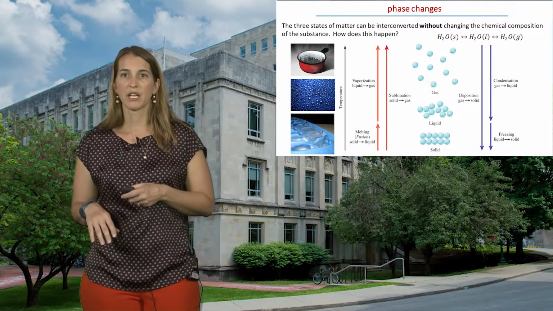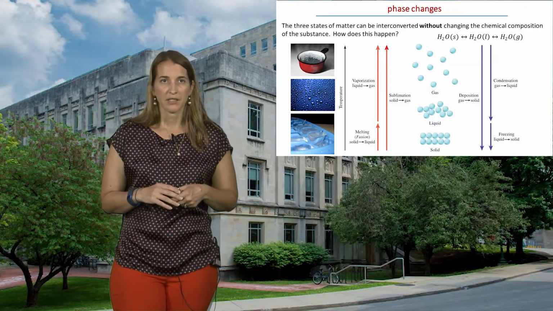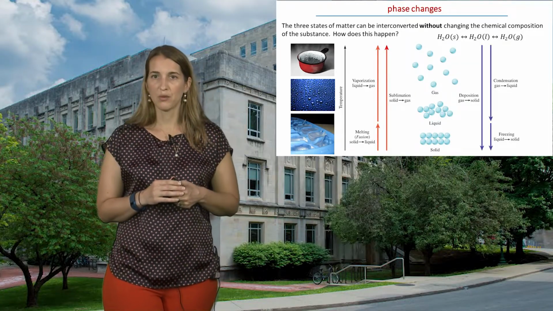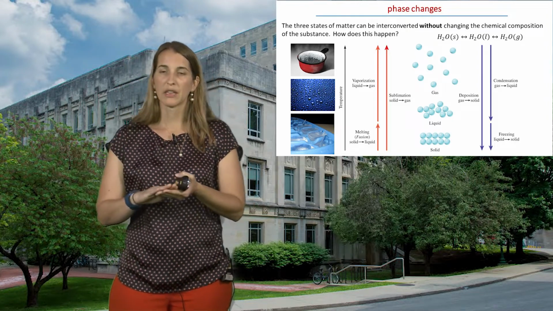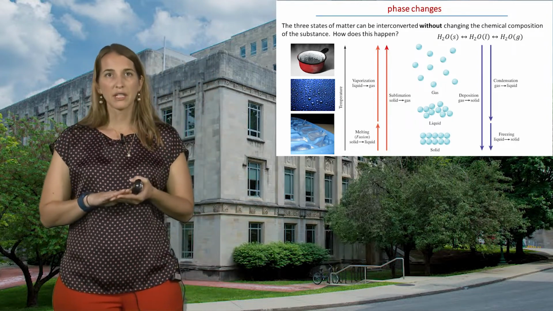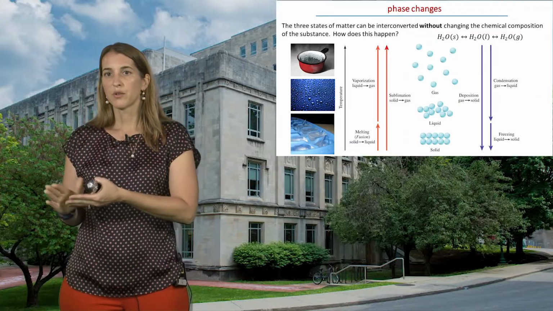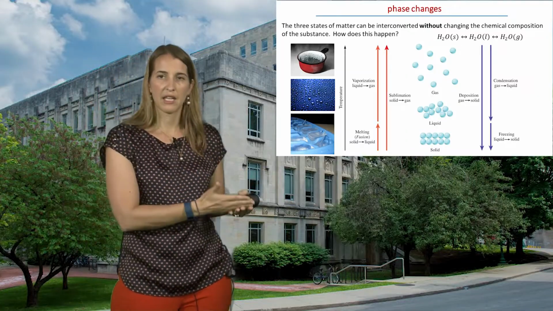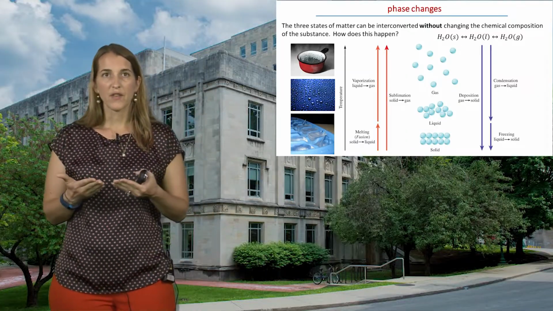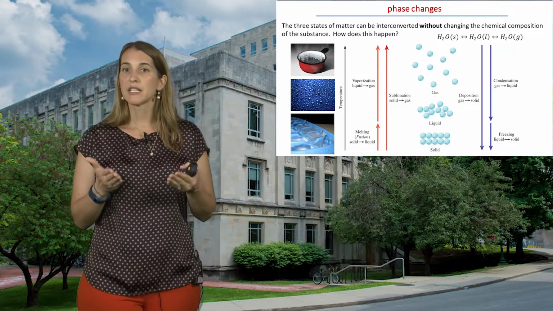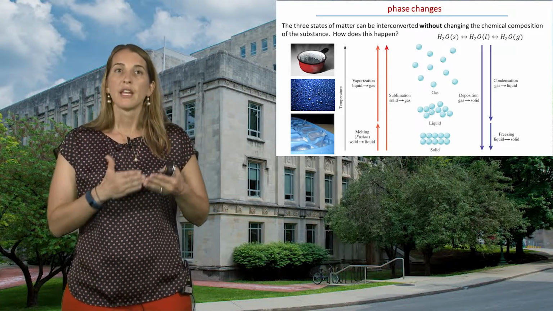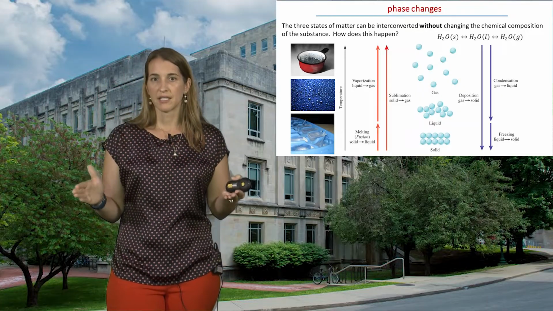So for example, here is water, its formula is H2O. As a solid, it can convert to a liquid, so you have H2O liquid, and then it can also convert to a gas, and it can go back, liquid, solid, back and forth between these different phases. Notice the chemical composition of water is the same. It's H2O in all of those different states.